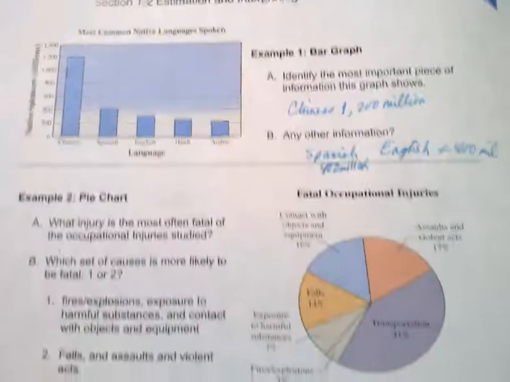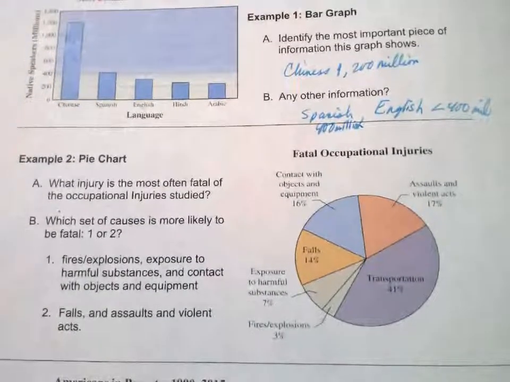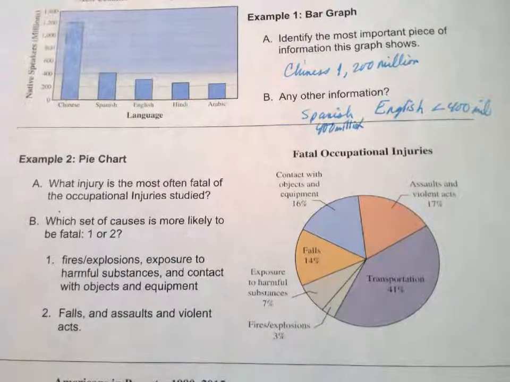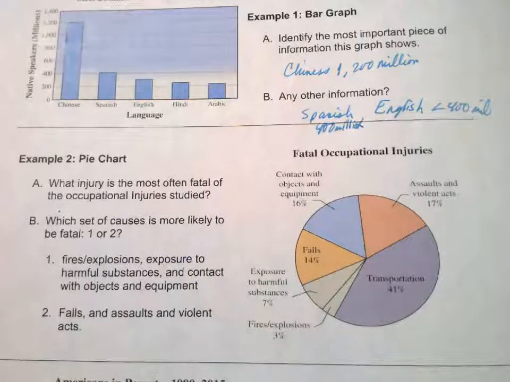Pie charts. Let's see. Pie chart. This is called fatal occupational injuries. We have contact with objects and equipment, assaults and violent acts, falls, transportation, harmful substances, fire and explosions. A lot of statistics and data have to do with insurance liabilities and criminality and sociology. It's not all happy stuff. So let's see. What does the question say? What injury is most often fatal in occupational injuries studied?